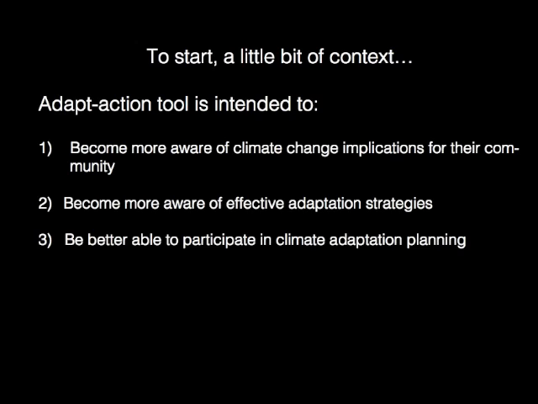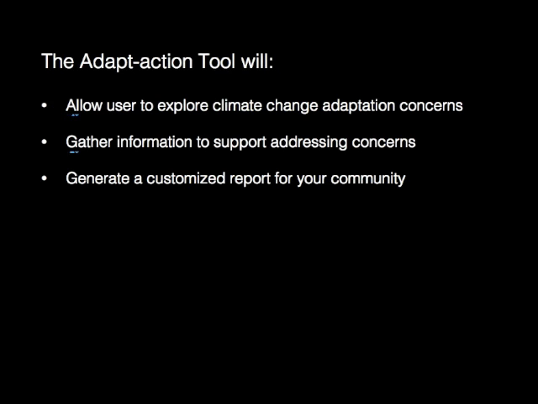The Adapt Action tool is intended to help Alberta municipalities become more aware of climate change implications for their community, more aware of effective adaptation strategies, and better able to participate in climate change adaptation planning. The Adapt Action tool allows a user to explore climate change adaptation issues of critical concern, gather information that supports addressing those issues, and generate a customized report for their community.